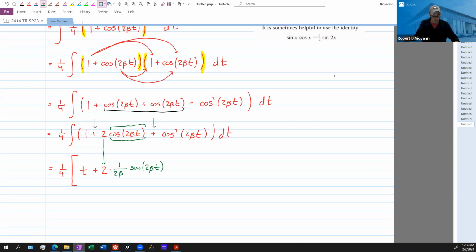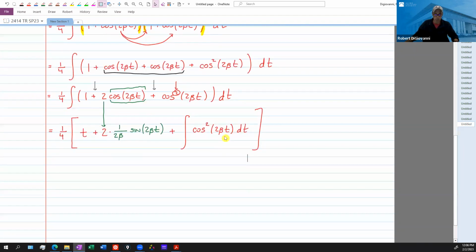But I still have plus, and now I need the antiderivative of this, don't I? I don't know what that is right offhand. I can't just do that mentally because it's squared, right? It's not just cosine. So I'm just going to put here the integral because I don't know what it is yet. And I'm going to close my bracket. All right, let me write the next line.